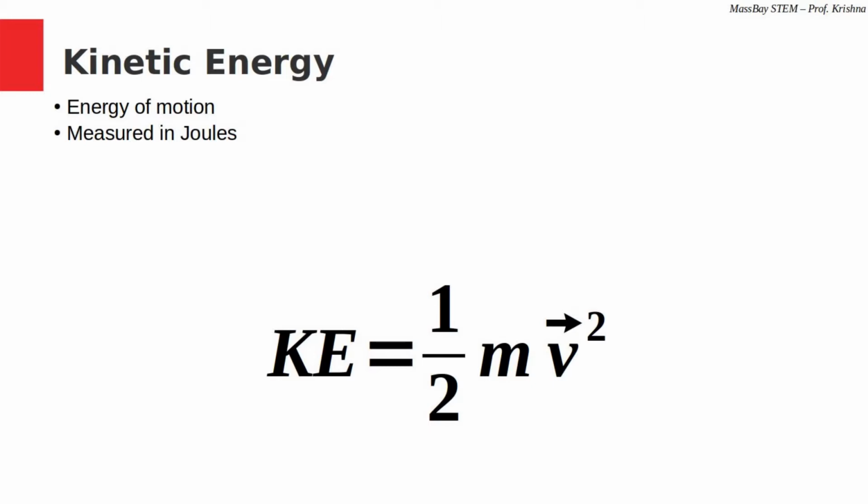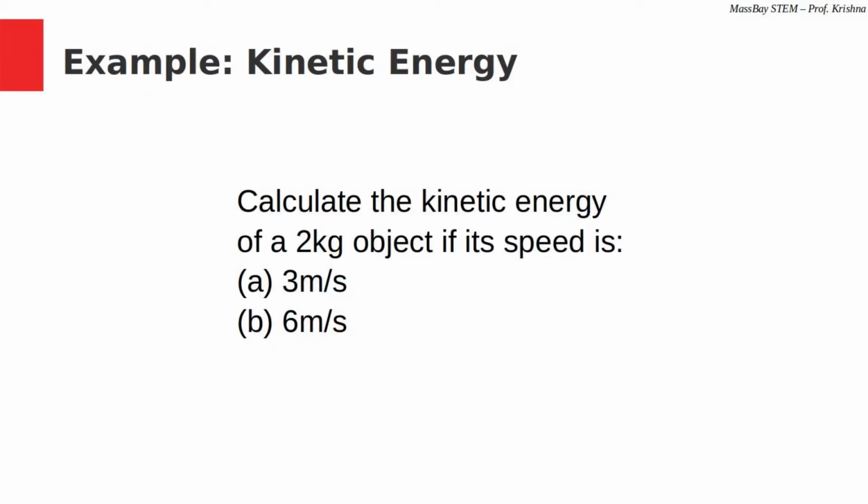That v squared is significant. It implies that kinetic energy depends more on velocity than it does on mass. In fact, whenever the velocity of an object doubles, its kinetic energy is quadrupled. We'll see this effect play out in this example. Calculate the kinetic energy of a 2 kilogram object if its speed is A, 3 meters per second, and B, 6 meters per second.